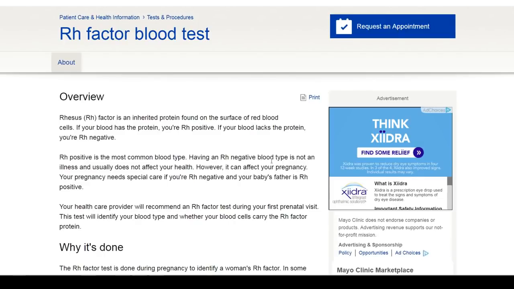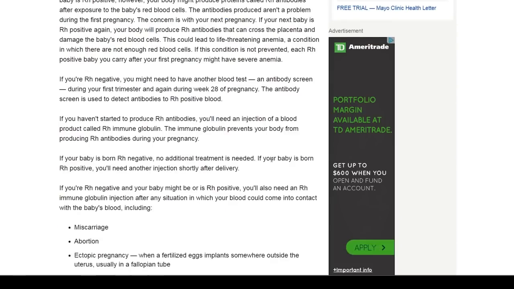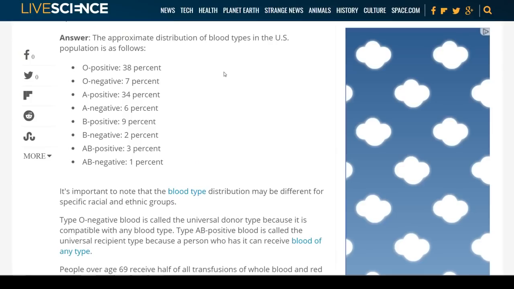So, what's the big deal with this? Well, the big deal is they don't really know how this came about. So scientists are actually very, very perplexed by it.